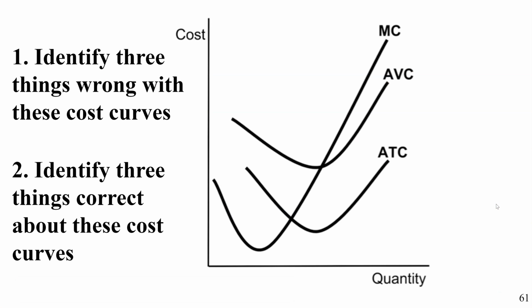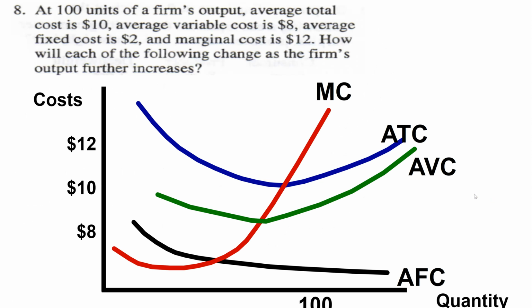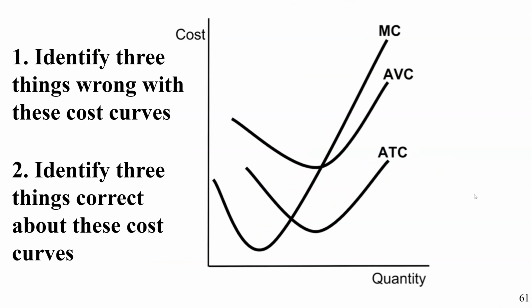We don't have time to go into all of them, but we could look at 3 things that are wrong with these cost curves as well as 3 things that are right in terms of addressing these, and you could look at them. Remember, ATC is above AVC, so there's one thing that's wrong. Remember, MC is intersecting ATC at its lowest point, right? And AVC is going to be beneath ATC. Once MC intersects ATC, the ATC should be rising.